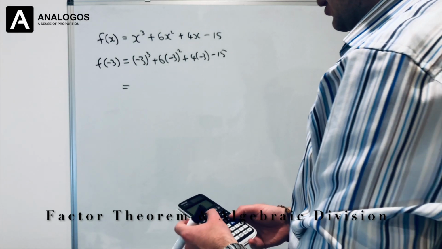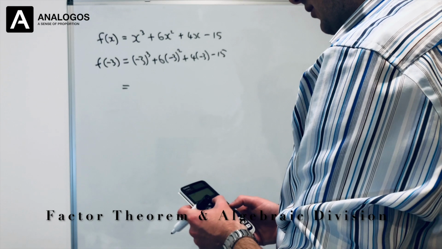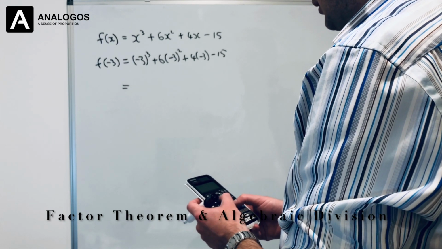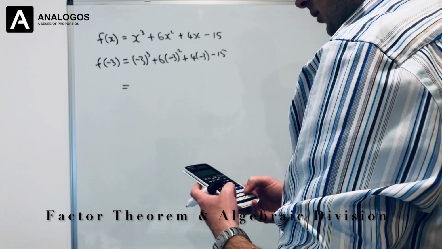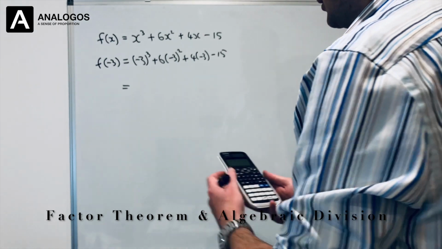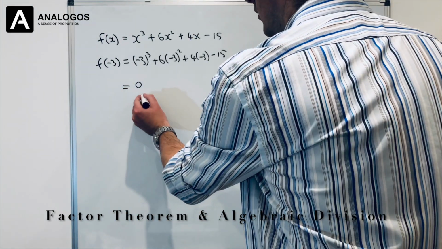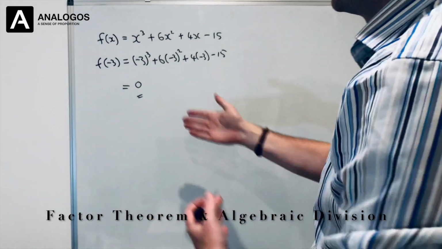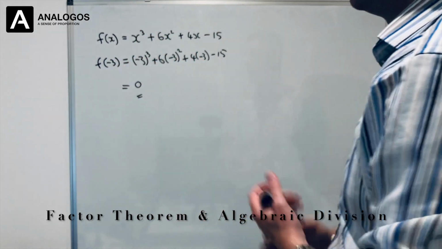So if I put this into the calculator, negative 3 cubed plus 6 times negative 3 squared plus 4 times negative 3 minus 15 on the calculator gives 0. Good. Okay, so it's 2 marks for that. Fairly generous because most of that you can just do in the calculator. But yeah, it's just proof that f of negative 3 is 0.